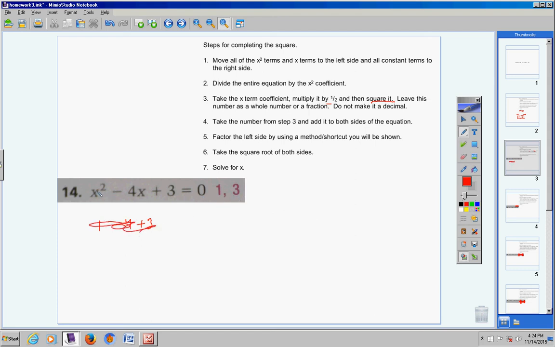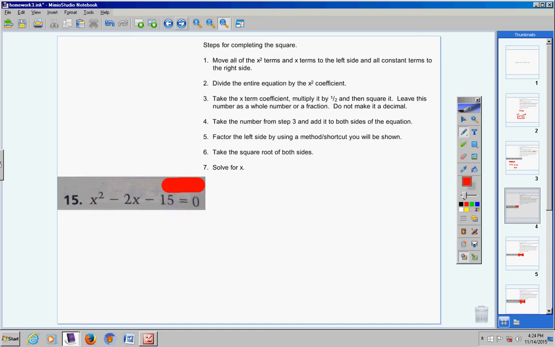For x, 3 squared is 9. Negative 4 times 3 is negative 12. Positive 3 equals 0. Combine these numbers and you get 0 equals 0. Okay? It does work. Alright, number 15.